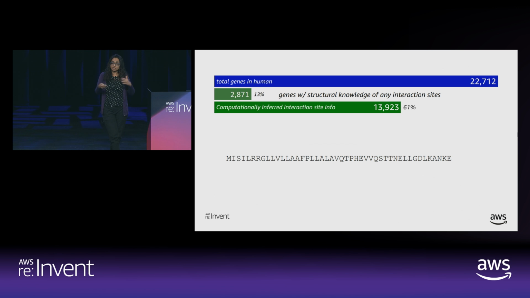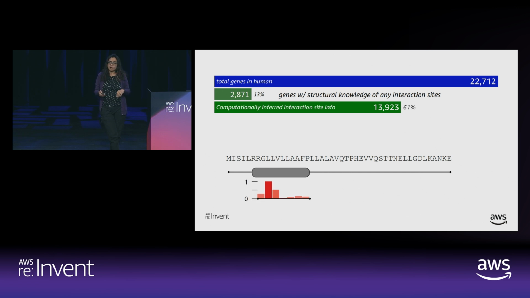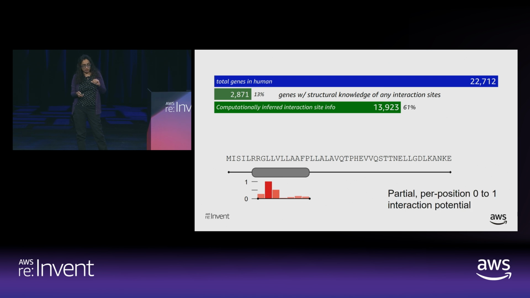So we have a protein sequence. We can think of it as a string over a 20-letter alphabet. For a portion of it, we have some knowledge about which positions within them are really important for interactions and thereby functions. And we model these as weights on each position. These weights are between 0 and 1. And so across the whole protein sequence, we have these partial per position 0 to 1 interaction potentials.